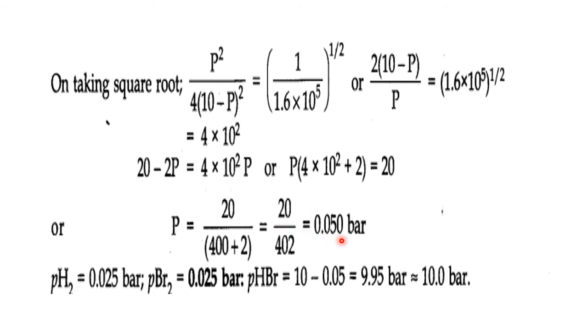Okay. Once you know the p value, say p for the hydrogen, p for this one half of p by 2. So what is the PHBr? It is 10 minus p, that gives you 9.95, almost taken as 10 bar only, small amount. Okay, right.